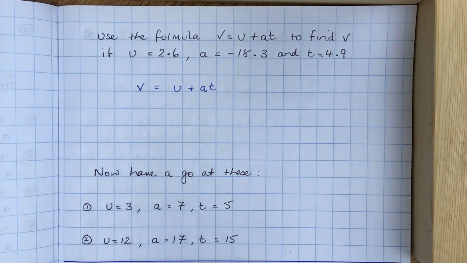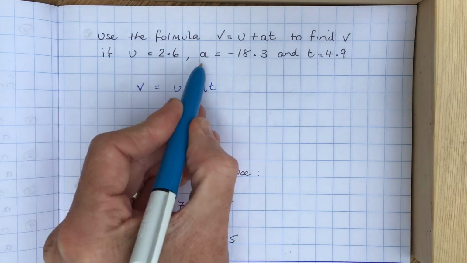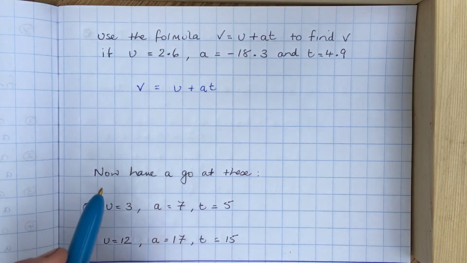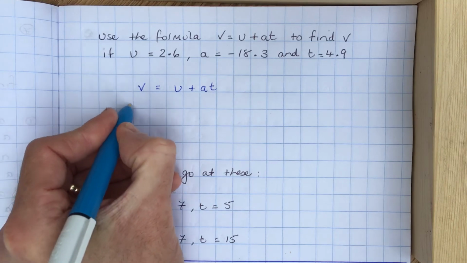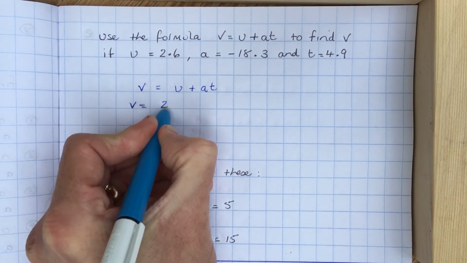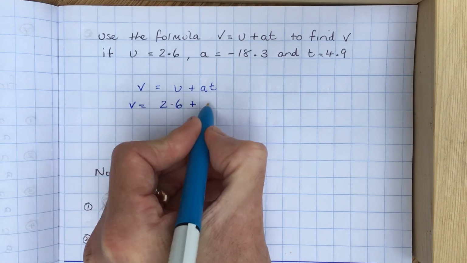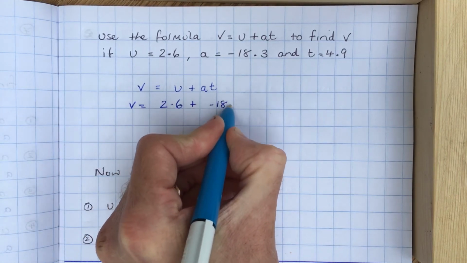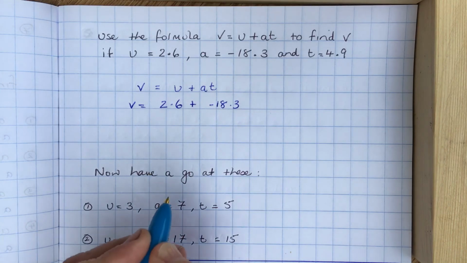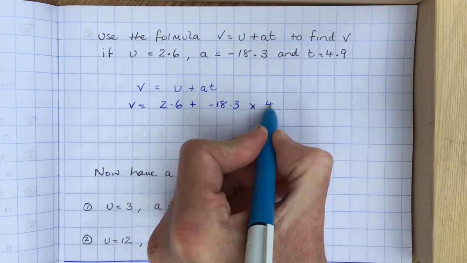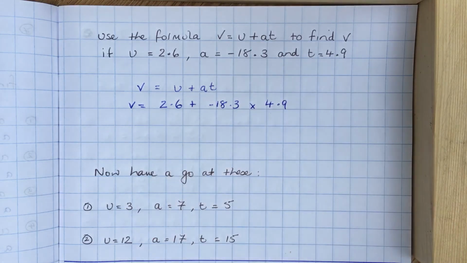Okay, so all I've done here is write out the formula again, V equals U plus AT. I'm going to substitute the values in, so V equals U, which is 2.6 from my question, plus A, negative 18.3, times T, which is 4.9 from the question there.